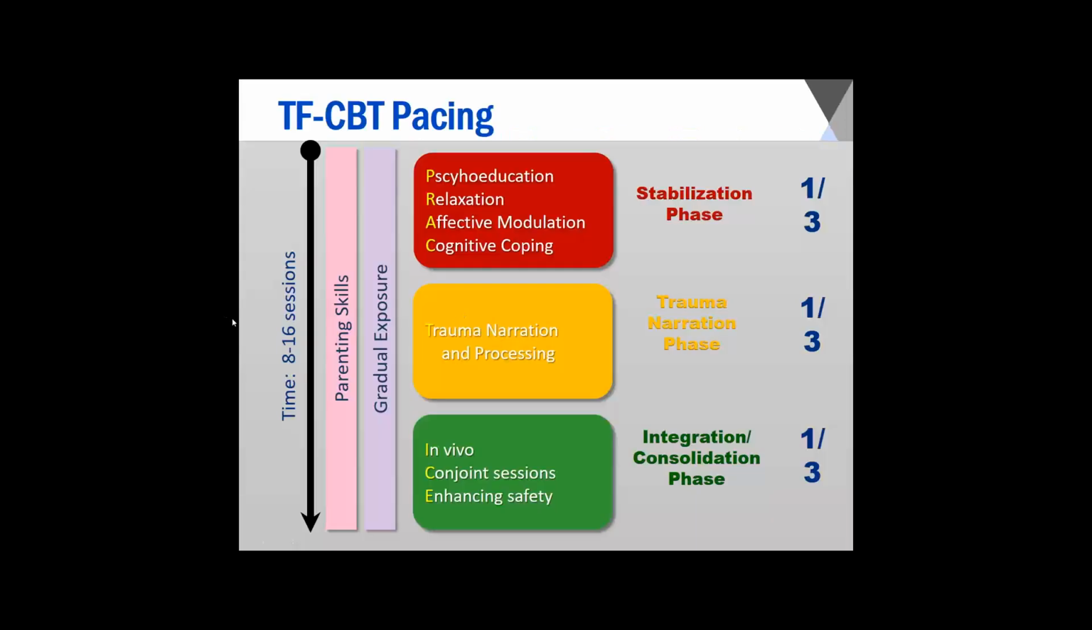And generally speaking, in TF-CBT, we think about phases. We're spending a third of our time in each phase. So if you look on the left, the amount of sessions, 8 to 16, maybe 20, is your typical TF-CBT case. And along the way, you're always doing parenting skills and you're doing gradual exposure. But let's just take 15 sessions as our guide. That means we're spending 5 sessions in stabilization phase, 5 sessions in trauma narration phase, and 5 sessions in integration and consolidation. So it's roughly equal.